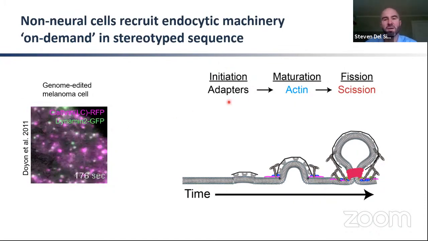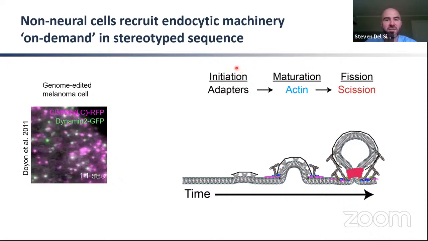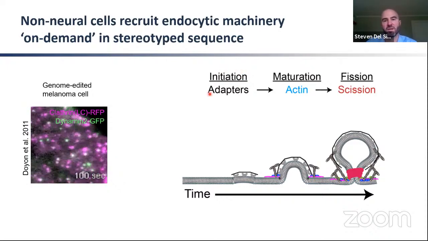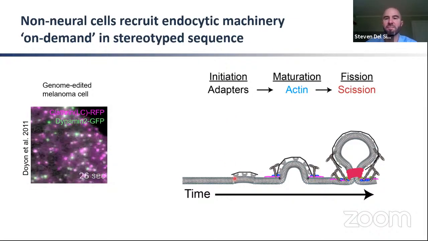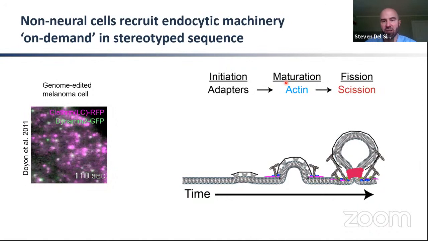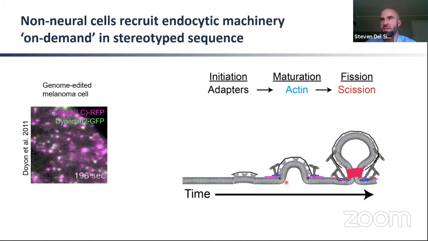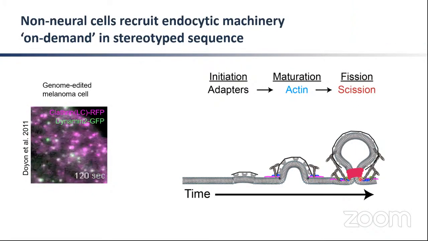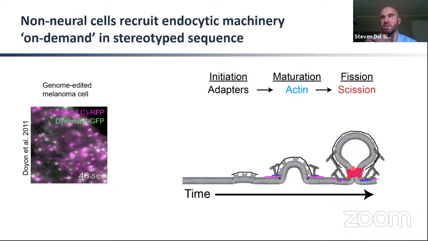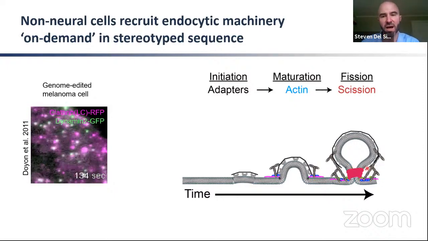And that's led to a model where there's a very stereotyped canonical sequence where there's an early recruitment of adapter proteins that can bind to cargos and membrane. The endocytic site matures as actin assembles and deforms the membrane. And then finally, the membrane undergoes fission as dynamin constricts the neck and the vesicle buds off.